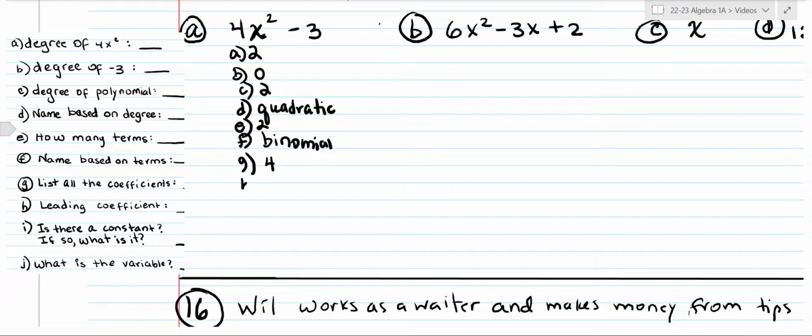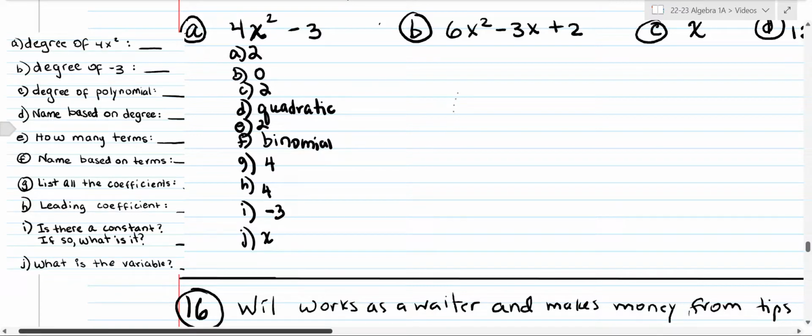F, G, H, the leading coefficient. That's the only variable, and so the leading coefficient is 4. I, is there a constant? Yes, there is a constant. What is it? The constant is negative 3. And what is the variable? The variable is x.